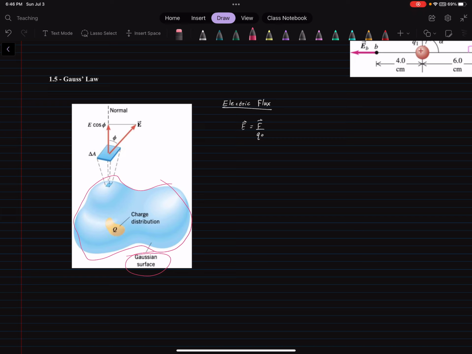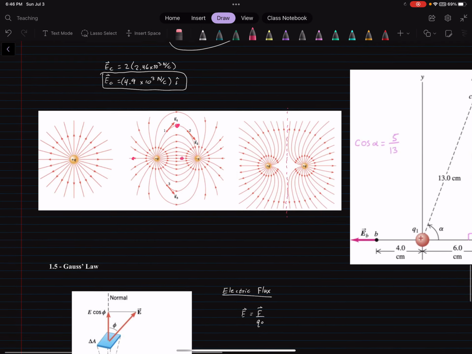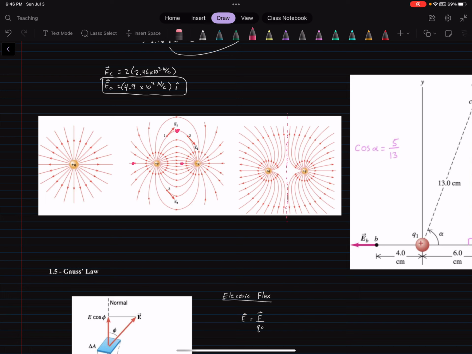The flow, quote unquote, of the electric field either into or out of your Gaussian surface is called electric flux. So thinking back to electric field lines, if we were to enclose this charge with a Gaussian surface like this, there would be outward flux through this surface, right? At all these points, there's outward flux. If we were to enclose this one, there's inward flux over here and outward flux over here, right?